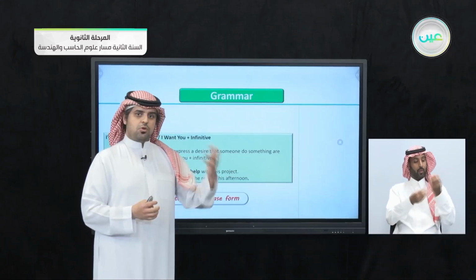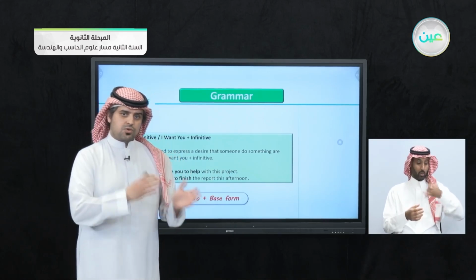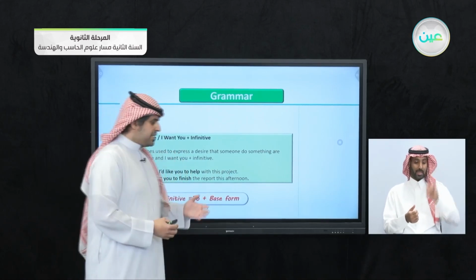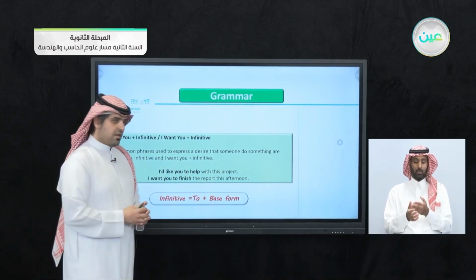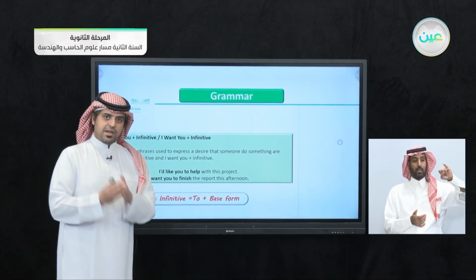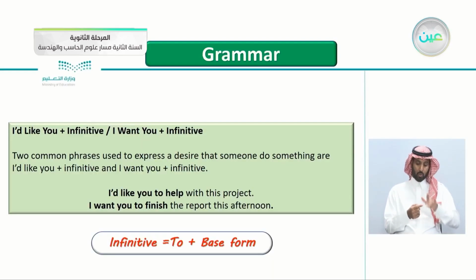I'd like you to go. I'd like you to sit. So to sit, to go. Here is the infinitive form. To plus the base form. So again, 2 common phrases used to express a desire, a desire that someone do something, are I'd like you plus the infinitive, and I want you plus the infinitive.